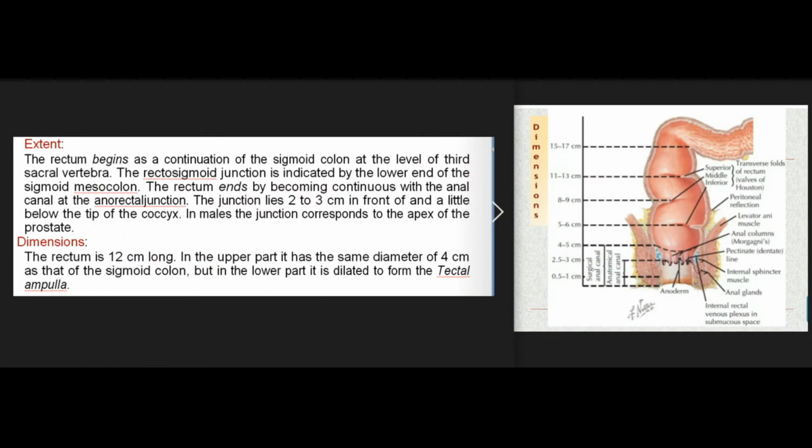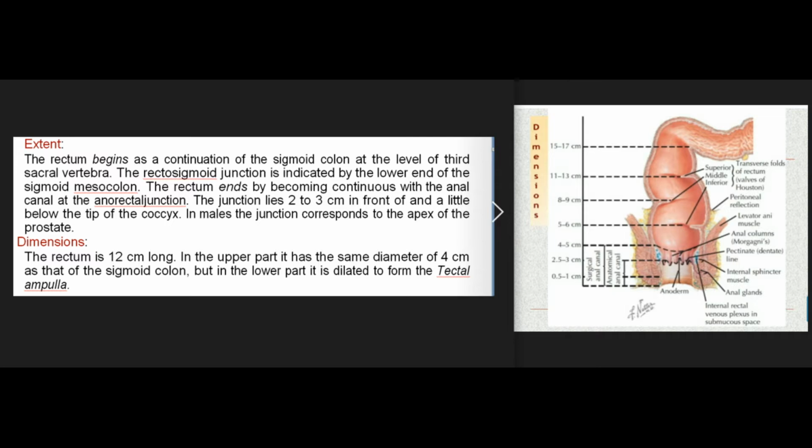Extent. The rectum begins as a continuation of the sigmoid colon at the level of third sacral vertebra. The rectosigmoid junction is indicated by the lower end of the sigmoid mesocolon. The rectum ends by becoming continuous with the anal canal at the anorectal junction. The junction lies 2 to 3 cm in front of and a little below the tip of the coccyx. In males, the junction corresponds to the apex of the prostate.